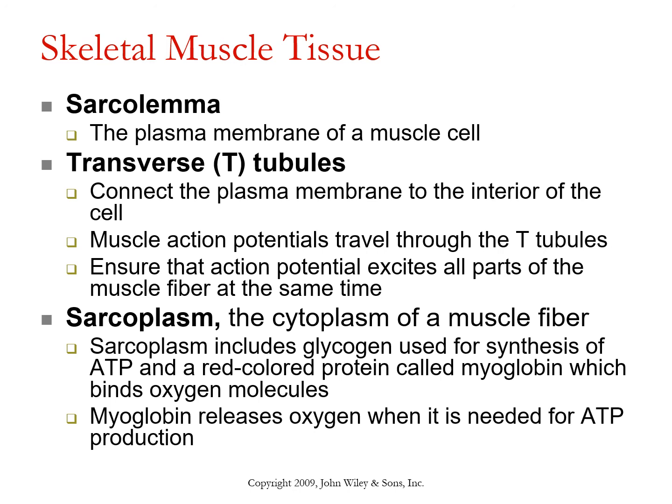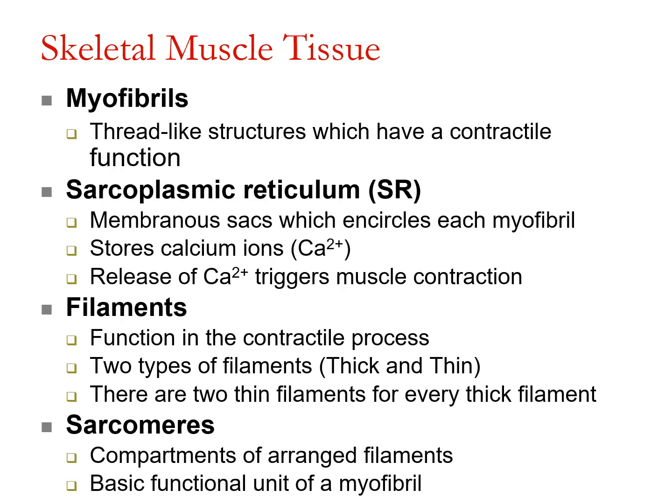The sarcoplasm, again, is the cytoplasm of a muscle fiber, and it stores all the organelles. So we have glycogen, which is glucose for ATP synthesis, and a red-colored protein called myoglobin. So this contributes to the red color of meat, especially dark meat. So myoglobin releases oxygen when it is needed for ATP production. The myofibrils, again, are the thread-like structures, the contractile organelles of the cell. So these contain the proteins that interact to generate contractile force.